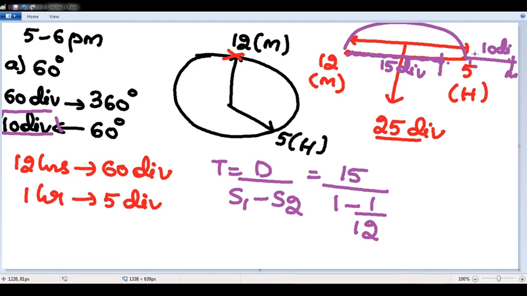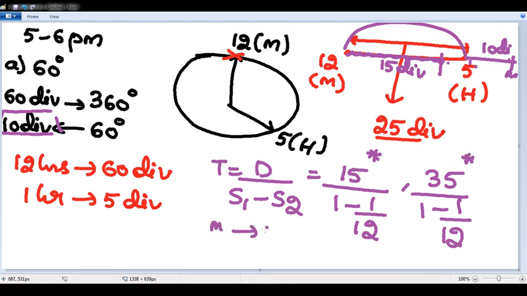Minutes hand can be behind the hour hand. Minutes hand can be ahead of the hour hand. So 25 traveled, 10 forward. What is the total distance traveled? 35 divided by 1 minus 1 by 12. I will get two cases. This is the first case and this is the second case. Minutes hand is behind the hour hand. Minutes hand is ahead of the hour hand. I hope it is clear. Again I am explaining for the second time.